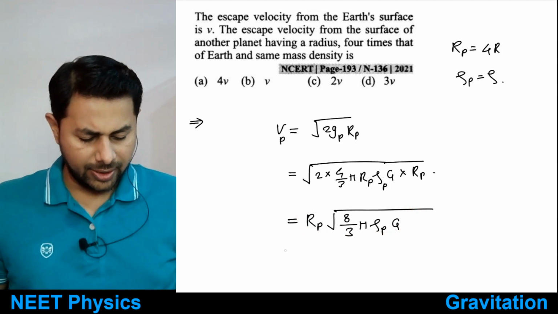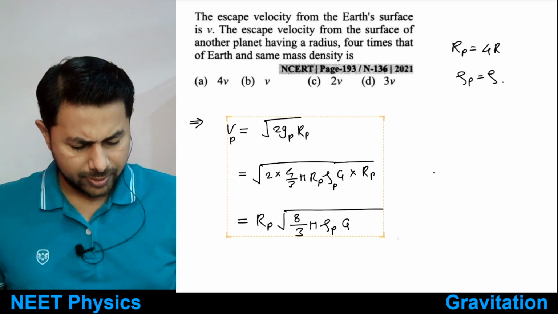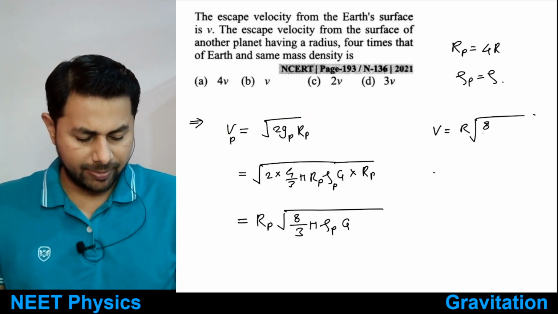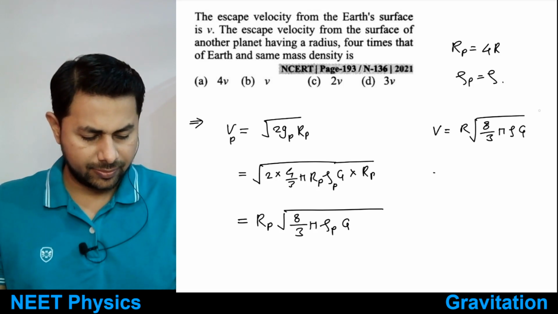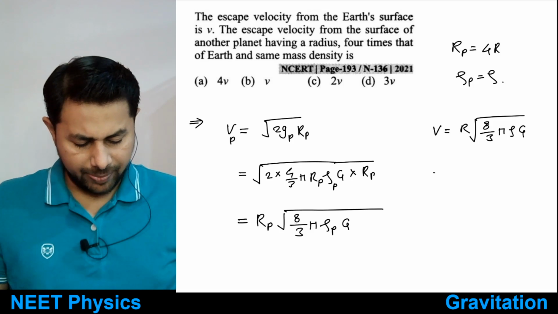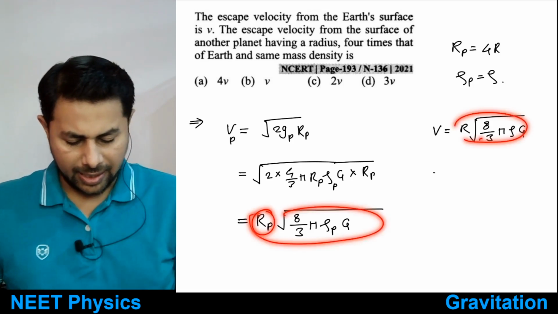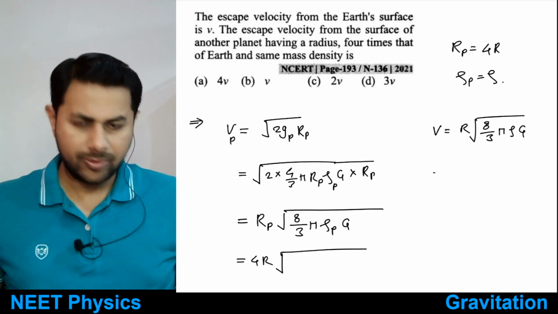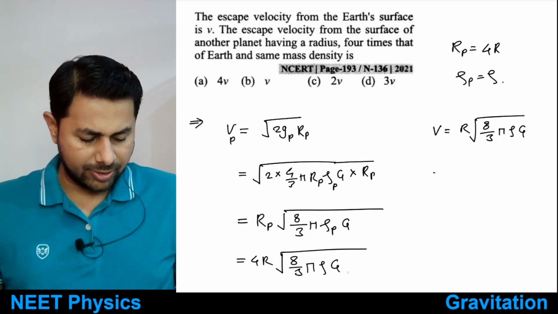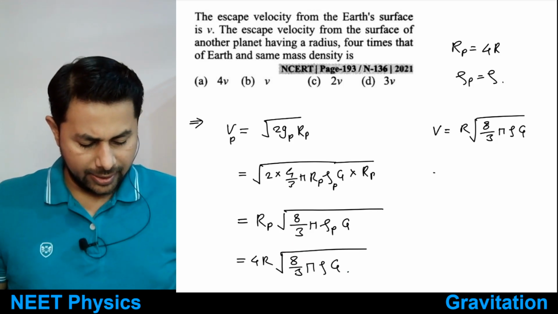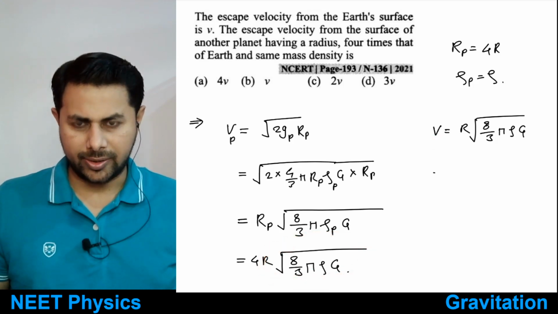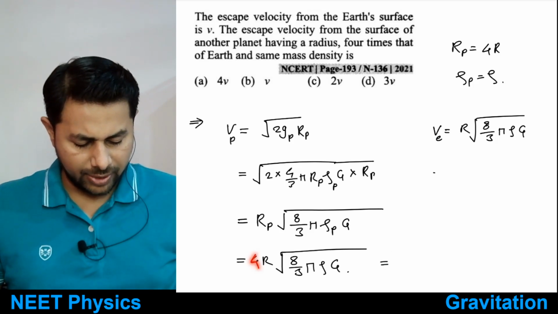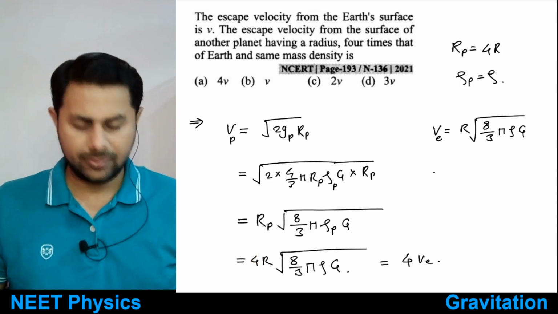What would be escape velocity on Earth? It would be just equal to similar formula, but it will be r square root of 8 by 3 pi rho multiplied by g. And then if you compare this with this one, you can substitute r_p is equal to 4r. So 4r square root of 8 by 3 pi rho times g, because rho_p is equal to rho, and this thing is equal to the escape velocity from Earth. You can say it is v_e, escape velocity from Earth, and therefore v_p is equal to 4 times v, right? This is the answer.